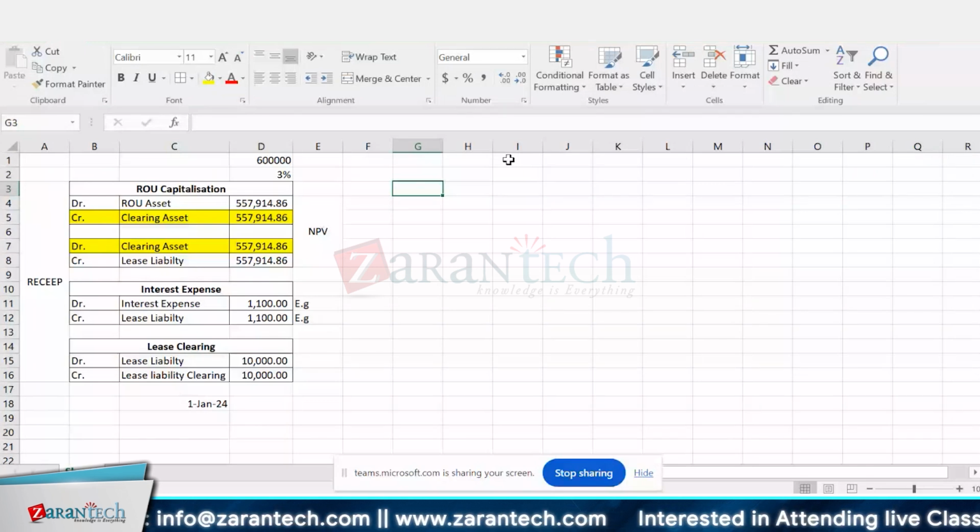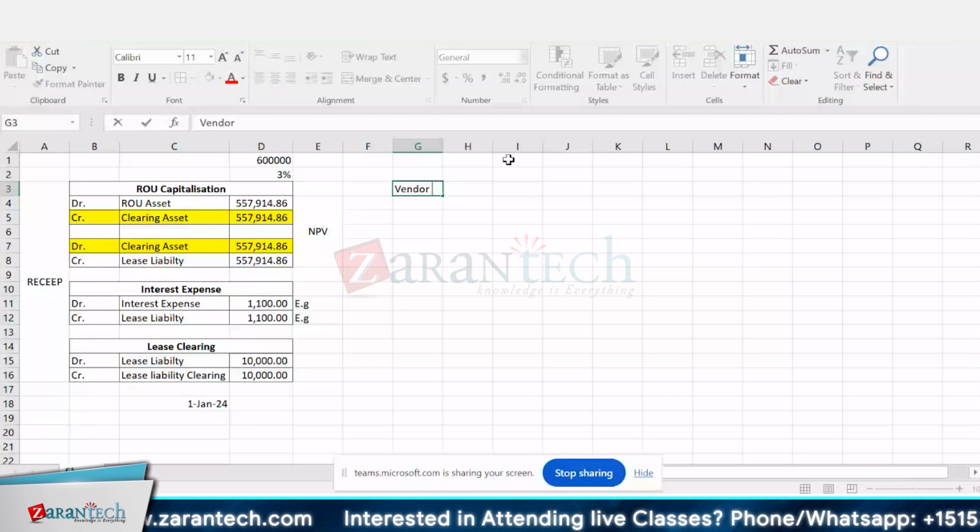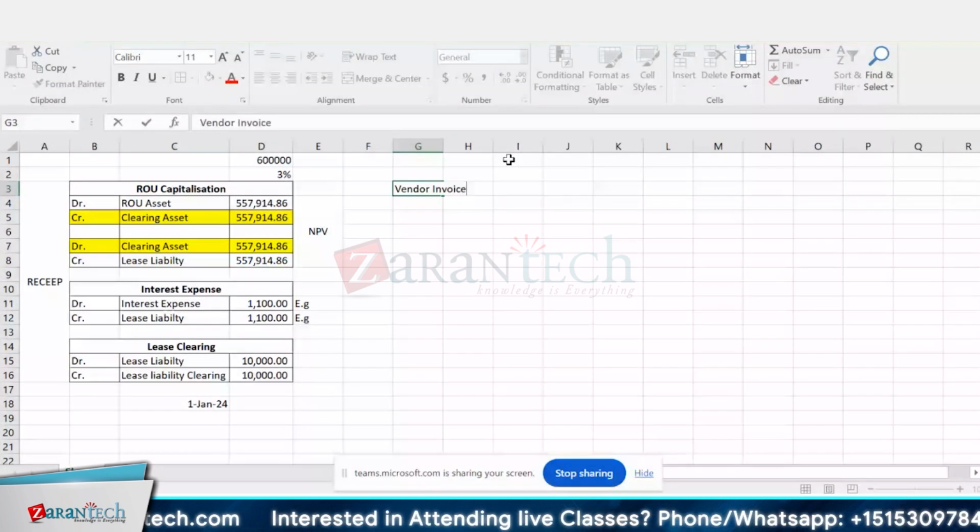So let's say, what will be the vendor invoice posting, if someone can explain to me? If we are posting a vendor invoice through REFX, what should be the entry?